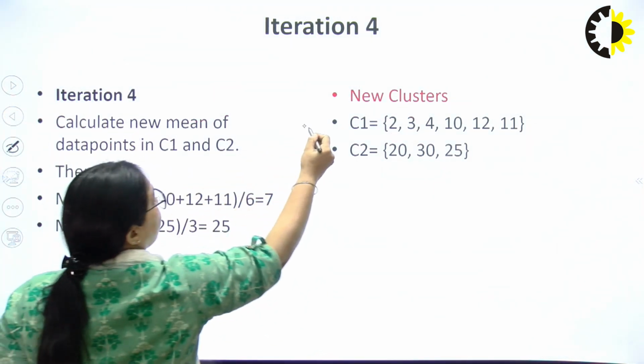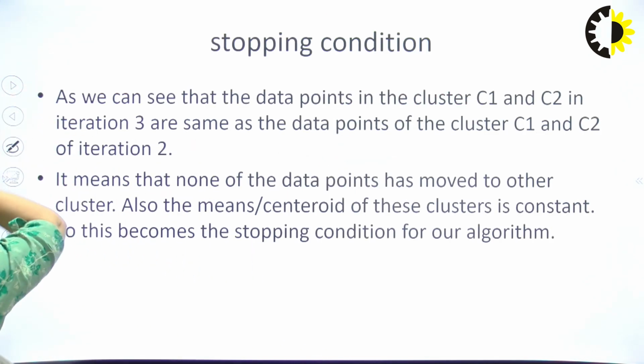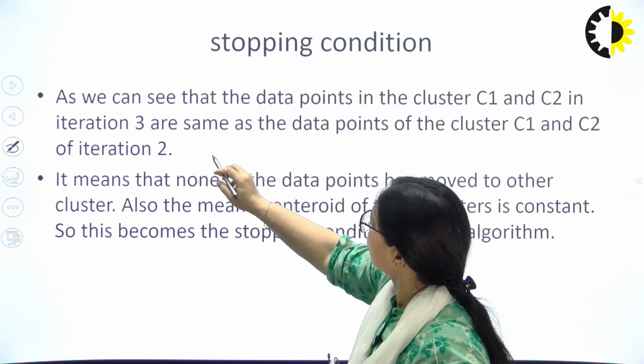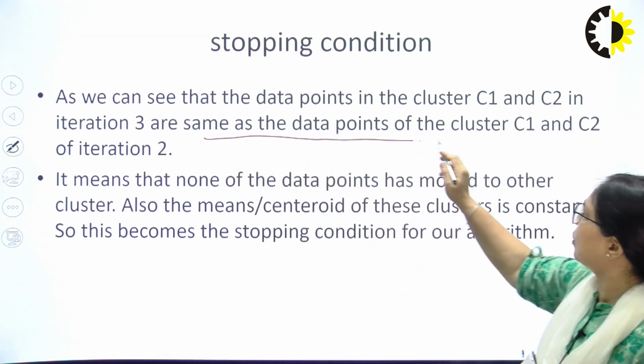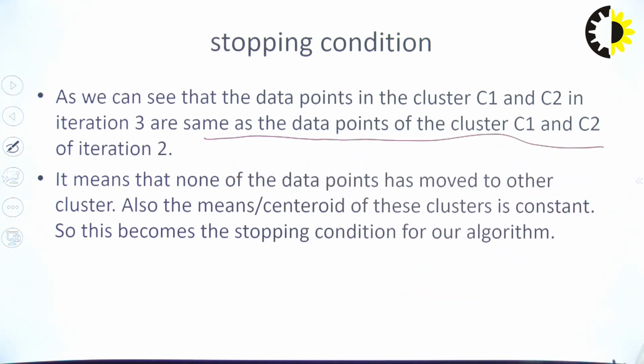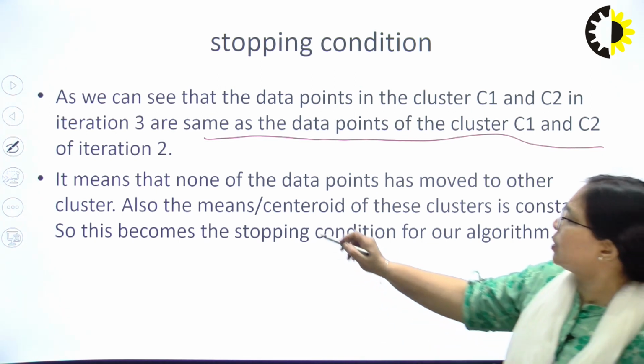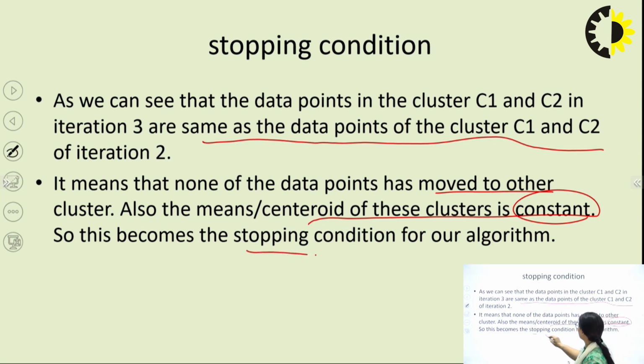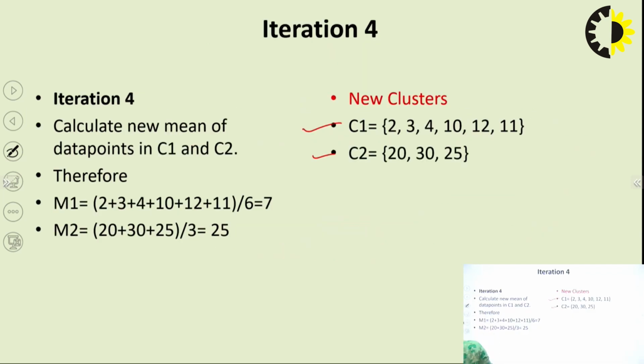You can see we have formed this stopping criteria, and we can see that the data points of the clusters C1 and C2 in iteration 3 are the same as the data points of C1 and C2 in the previous iteration. It means that no data point has moved to the other cluster. Also, the mean centroid of these clusters is constant. The moment we find this, it becomes the stopping condition for our algorithm. Good enough. This is what we wanted and that is what we have done.